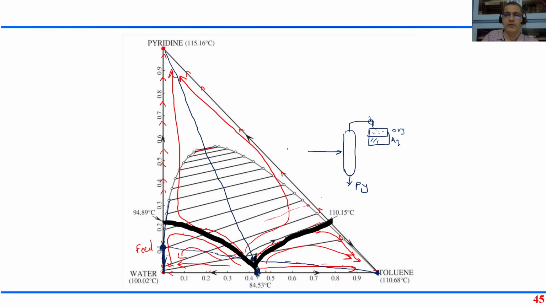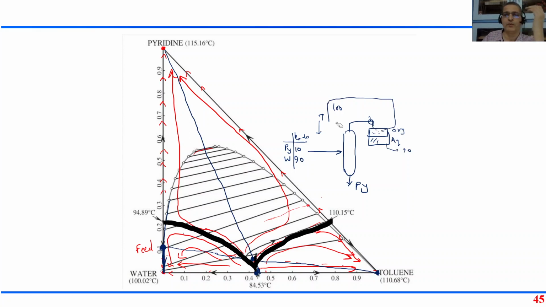right? So if I have a mixture of pyridine and water, let's say 100 moles, 10 moles pyridine, 90 moles water, I add toluene. Suppose I add 100 moles of toluene. Then I end up with a mixture here. I will get water, essentially 90 moles coming out, and organic, 100 moles toluene, which I can recycle back.